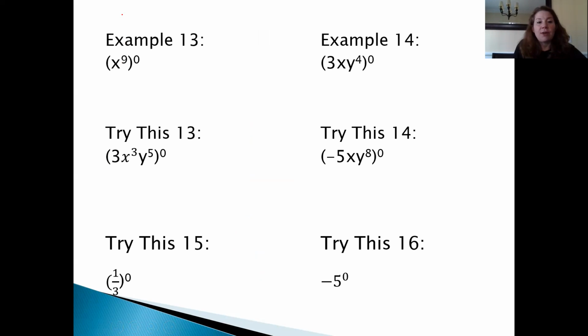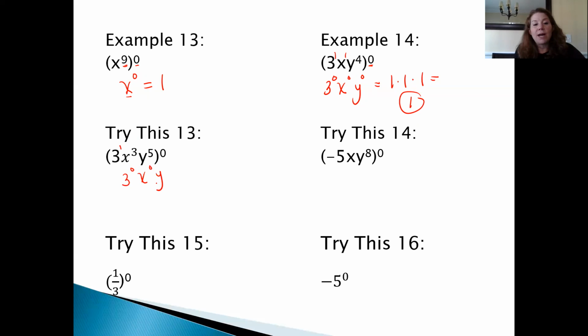All right, so if we multiplied our two coefficients, 9 times 0 is 0, and anything, including a variable, to a 0 power equals 1. We would multiply everything in these parentheses times this exponent. So we'd have 3 to the 0, x to the 0, y to the 0. Basically we'd have 1 times 1 times 1. Guess what that equals? 1. That's the answer. All of these equal 1. So this would be 3 to the 0, x to the 0, y to the 0 equals 1 times 1 times 1, which is 1.